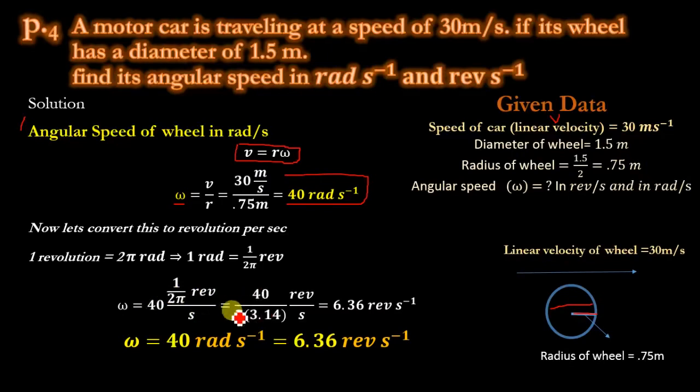We will get 40 divided by 2 pi. 3.14 is the value of pi. Solving this, we get 6.36 revolution per second. Hence the angular speed omega is equal to 40 radian per second, which is equal to 6.36 revolution per second.